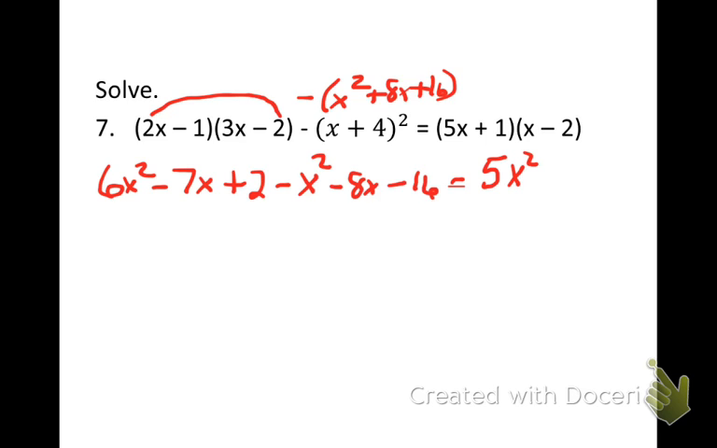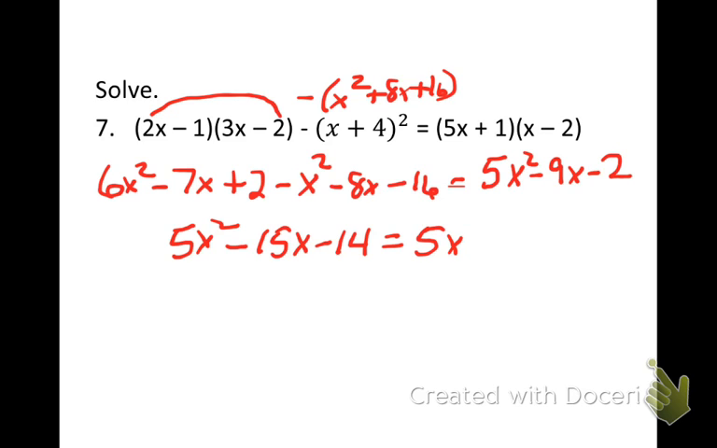5x squared. Outside I get negative 10, inside I get 1. That'd be negative 9x minus 2. So let's take care of my x squareds first. 6x squared over here minus 1x squared would be 5x squared. I guess simplify first what I'm doing. Negative 7x and minus 8x would be minus 15x. Positive 2 minus 16 would be minus 14. Equals 5x squared minus 9x minus 2.